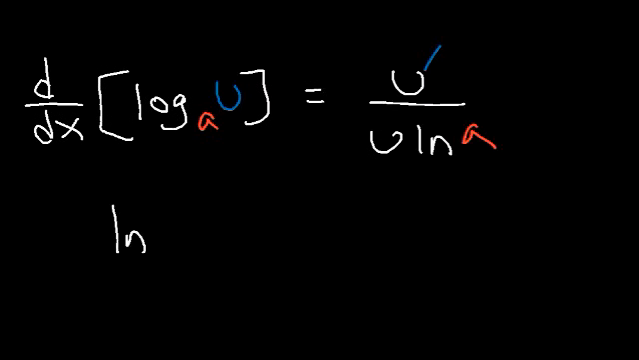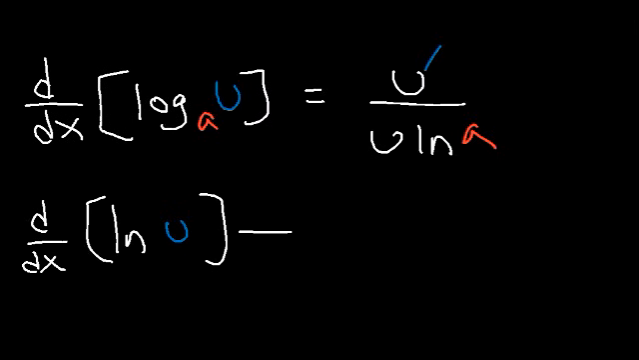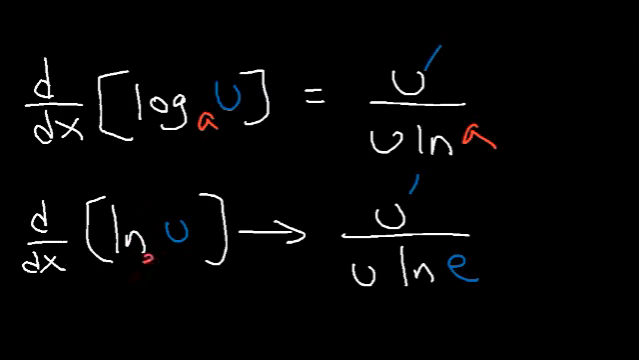So for the natural log function, the derivative was equal to u prime divided by u. But it's really u prime over u times ln e. But the natural log of e, remember that we have a base e here. The natural log of e is 1, so we don't need the ln e part. So it's simply u prime over u. But if the base is not e, then it's going to be u prime over u ln a.